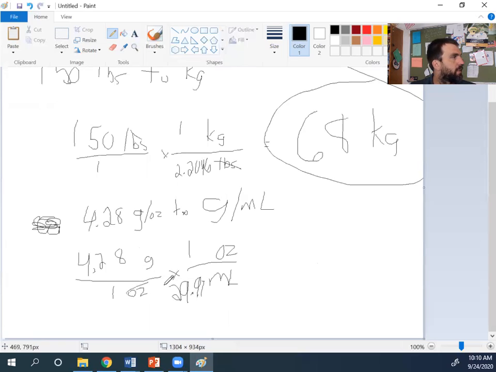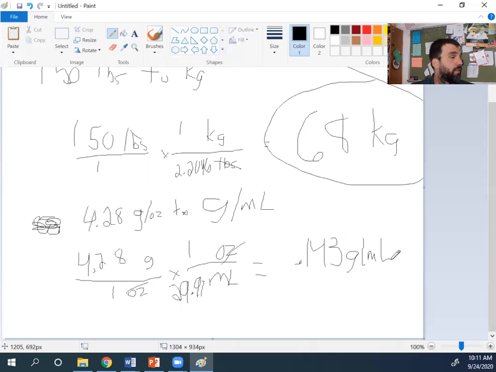Now, ounces cancel. Did grams cancel there? So what's 4.28 divided by 29.97 equals 0.143 grams per milliliter. I would have used it. I know that there are 30 milliliters in an ounce. Yes, sir.